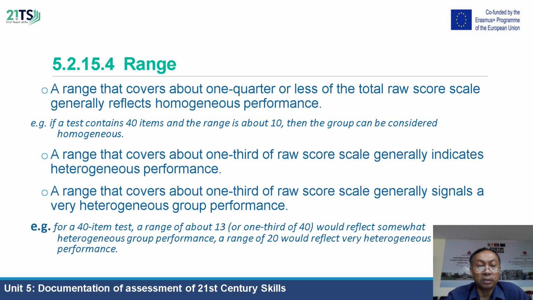A range that covers about 1/3 of the raw score scale generally indicates heterogeneous performance. A range that covers about 1/2 of the raw score scale generally signals a very heterogeneous group performance. For a 40-item test, a range of about 13, or 1/3 of 40, would reflect somewhat heterogeneous group performance. A range of 20 would reflect very heterogeneous performance.